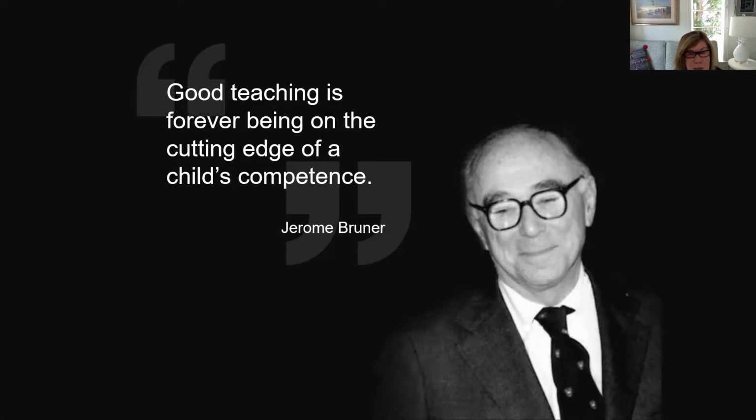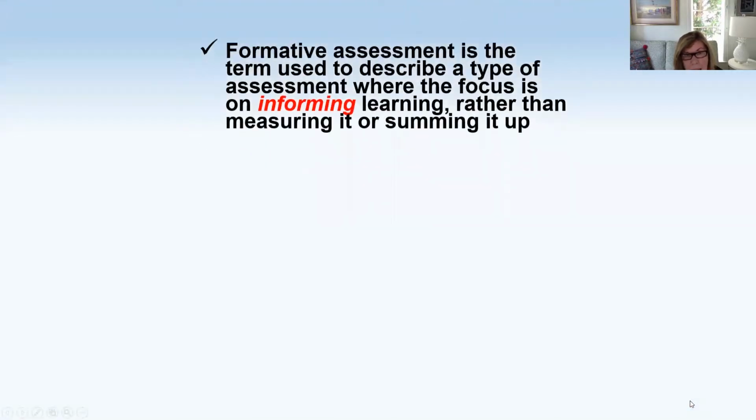Formative assessment's main goal is to figure out, as far as humanly possible, what is the cutting edge of a child's competence and to build on that so that the child can take next steps in learning. So to get a bit more specific about formative assessment, first, it's a type of assessment where the focus is on informing learning rather than measuring it or summing it up.